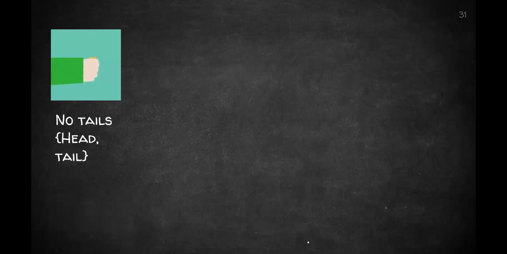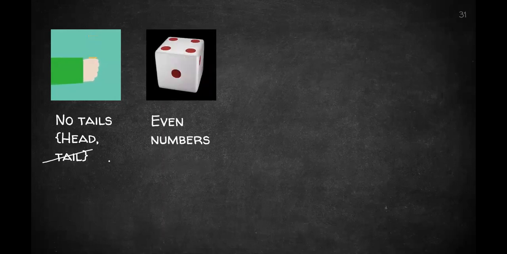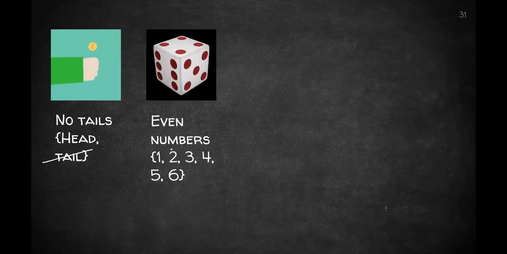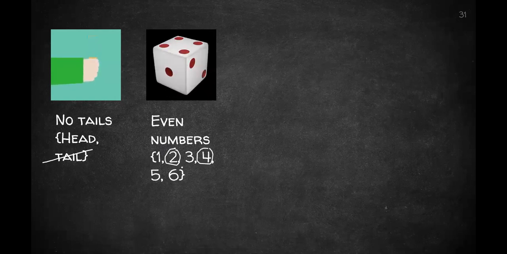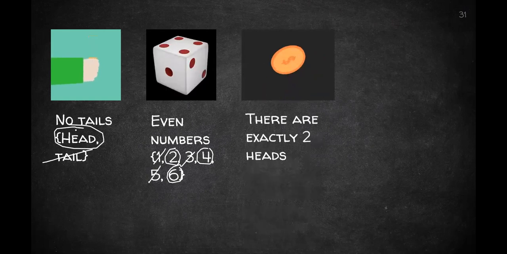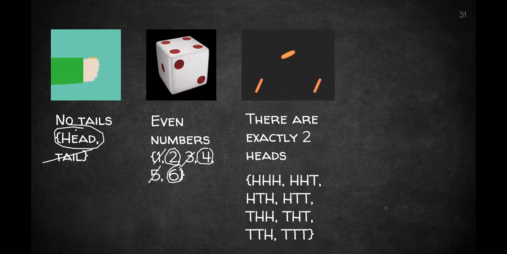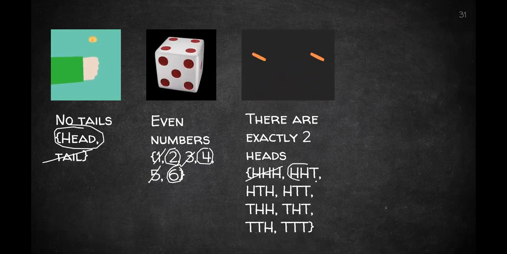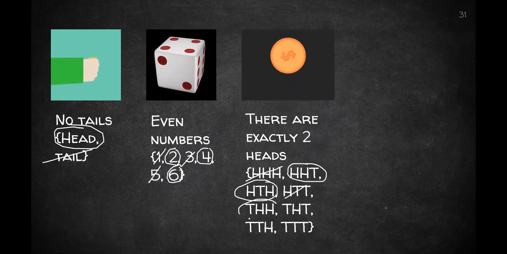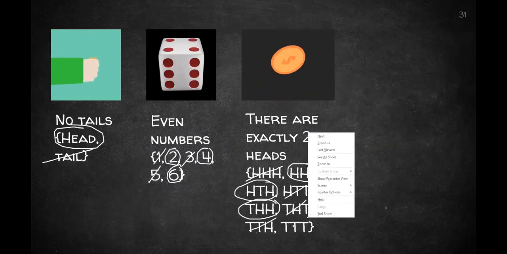Okay. Now, let's say for example, no tail. I want no tail. Pwede ba yun? Okay, pwede naman, no? Okay, so, if I want no tails, head lang ang matitira. If even numbers, ang even numbers lang naman ay 2, 4, and 6. Ayan, so ito lang ang matitira. So, head lang ang matitira. Now, ang gusto ko naman dito sa next ay there are exactly 2 heads. So, ito hindi pwede dahil 3. Ito pwede 2 heads. Pwede. Hindi. Pwede. Hindi.